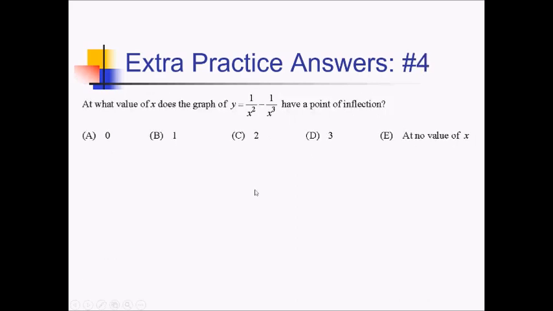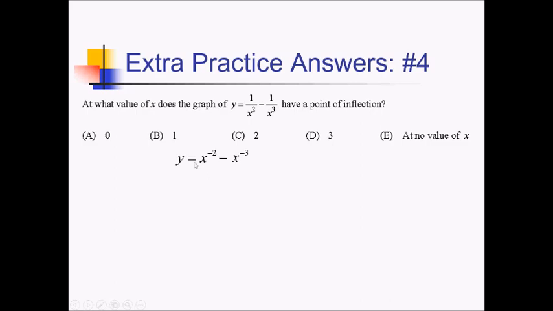On this problem, we want to know at what x value the graph of 1 over x squared plus 1 over x cubed has a point of inflection. So we need the second derivative of y and then some critical values to help us test this out. Let me start by rewriting this as x to the negative 2 minus x to the negative 3, just to make it a little easier to take those derivatives. And I need to get y prime before I can get y double prime.